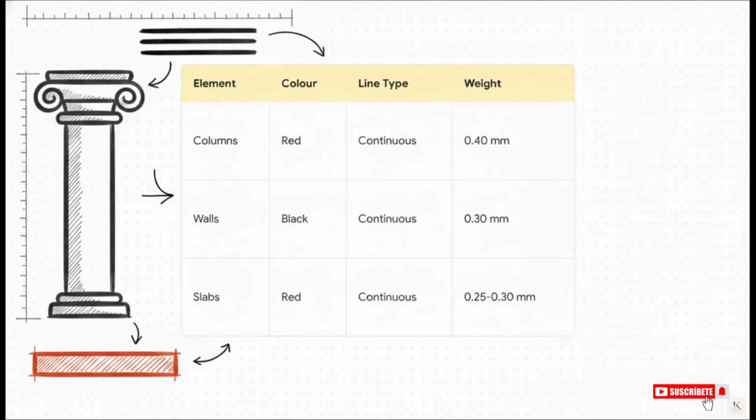They get a massive 0.40 millimeter line weight in red. Walls follow closely behind at 0.30 millimeters in black, and slabs sit right at 0.25 to 0.30 millimeters, also in red. Because these elements are the true physical heavyweights of the space, they get the heaviest, thickest, continuous lines on the paper. It ensures they remain highly visible and dominant.